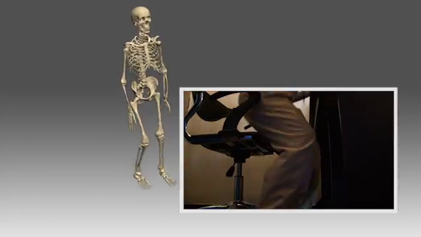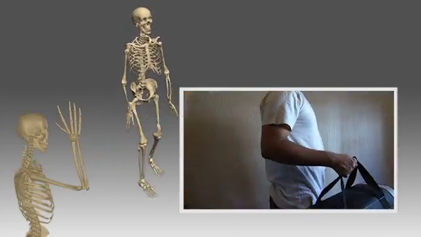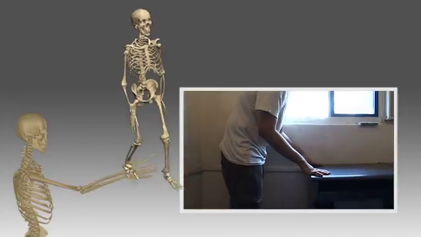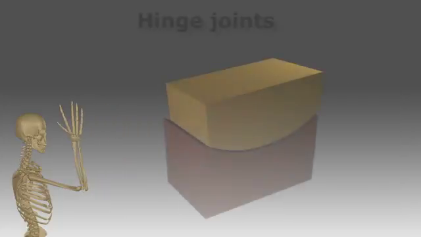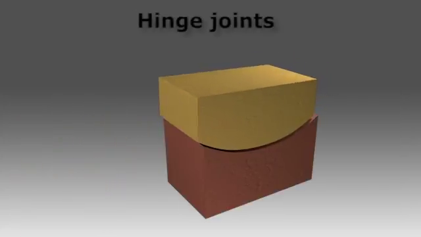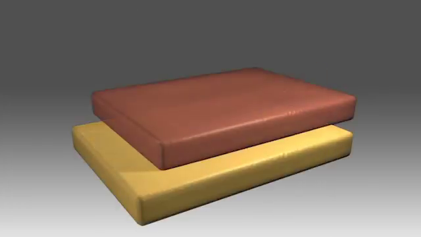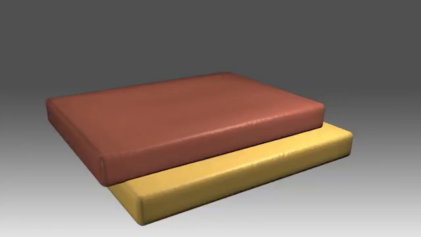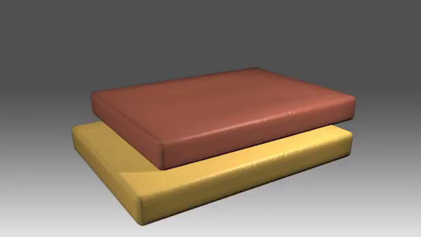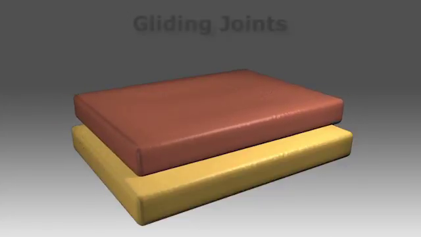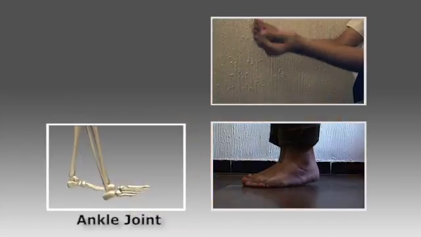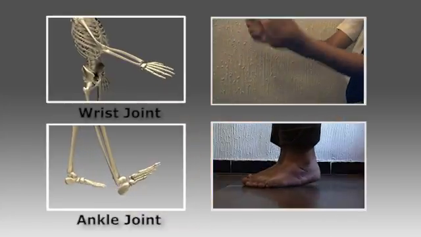Look at the movement of the knees and elbows. The movement of these joints is similar to the way a door opens and closes. These types of joints are called hinge joints. Now look at this movement. See how the surface of one bone is gliding over the other. In this joint, only a small movement is possible in all directions. This is known as a gliding joint. Our ankle and wrists have gliding joints.